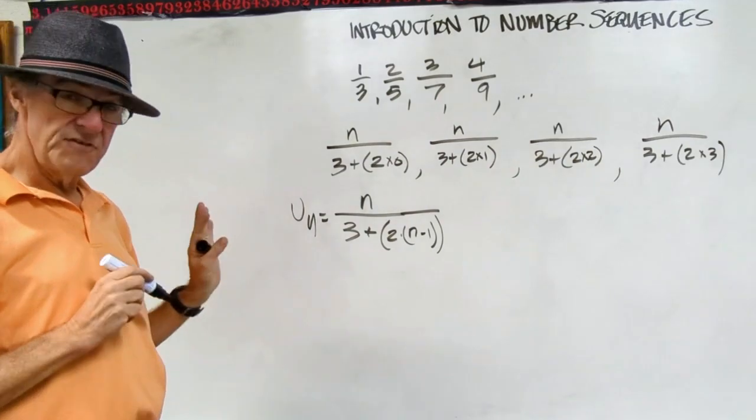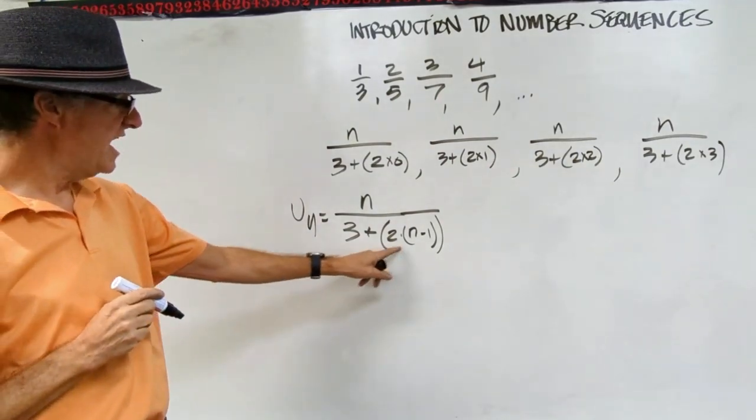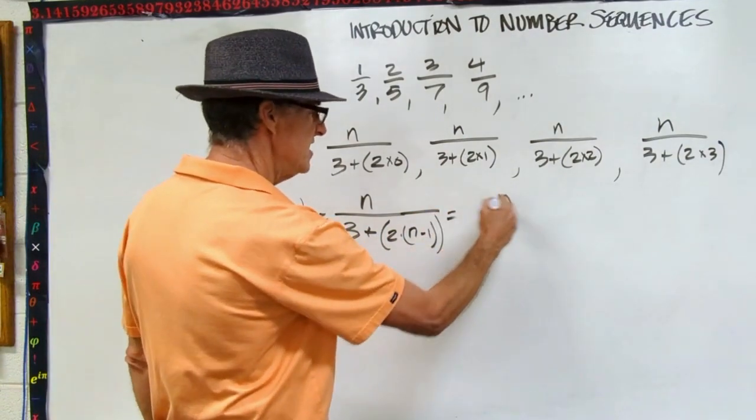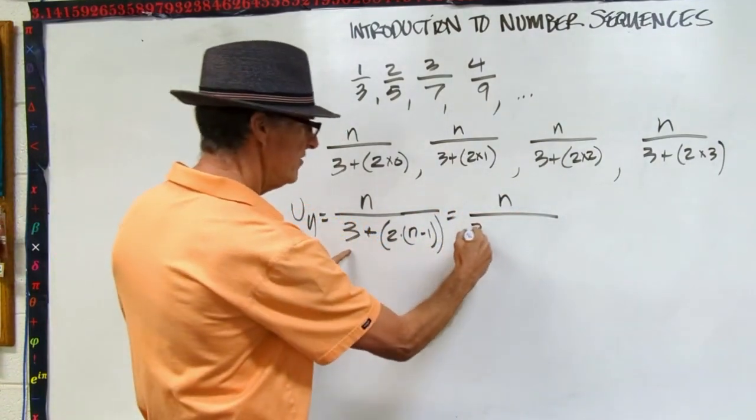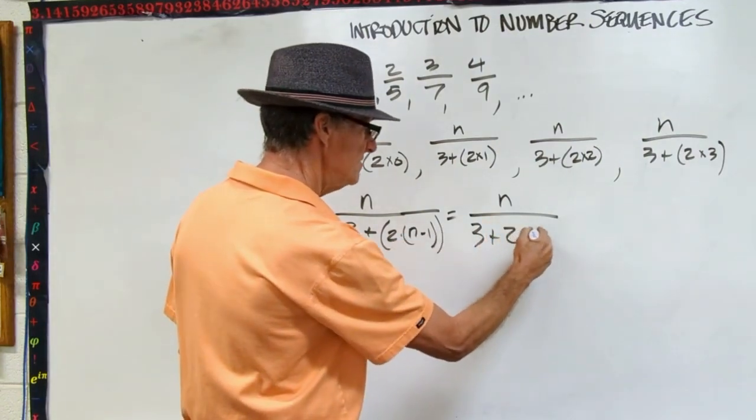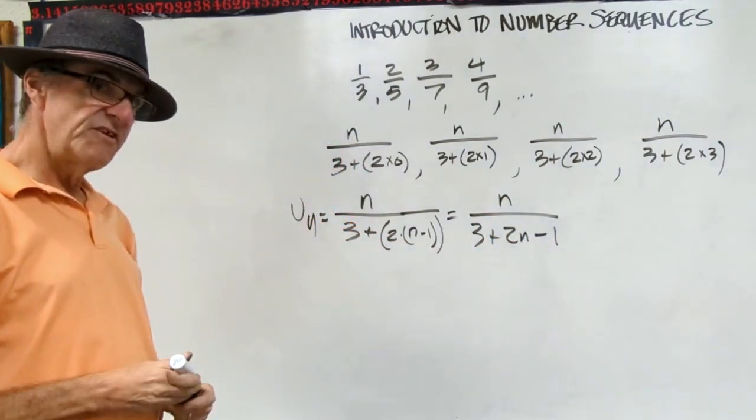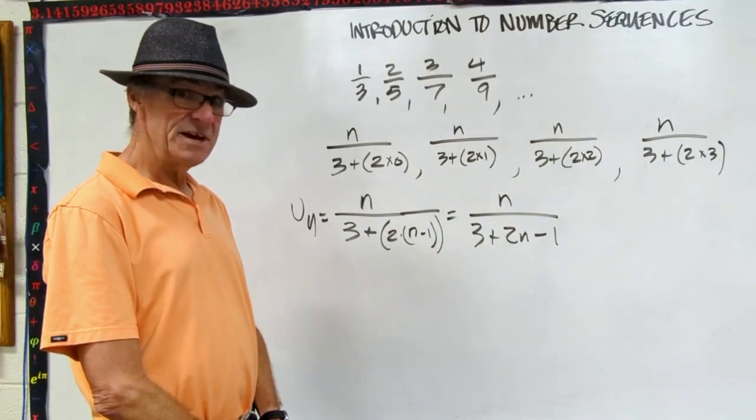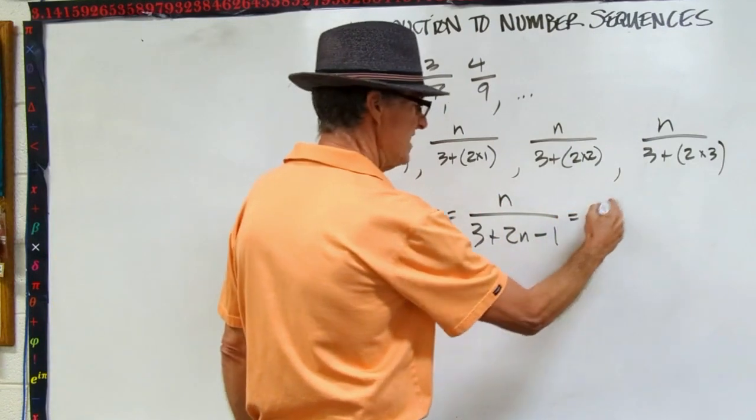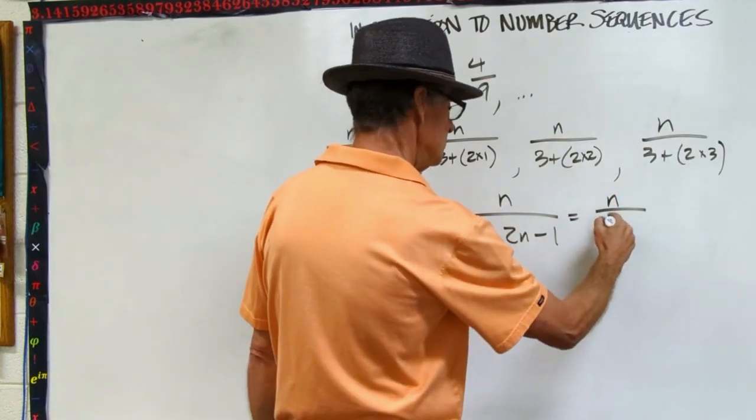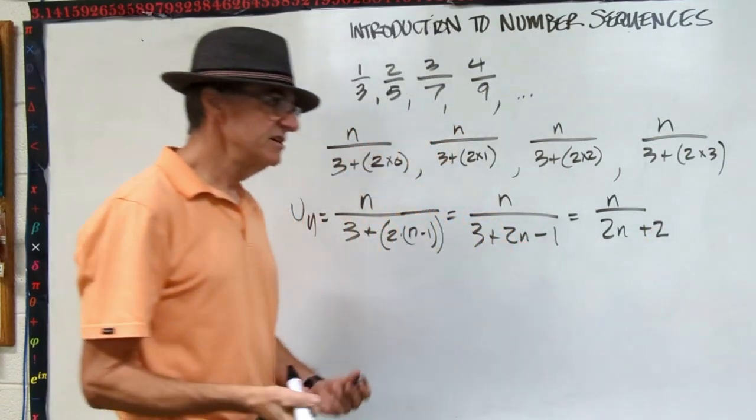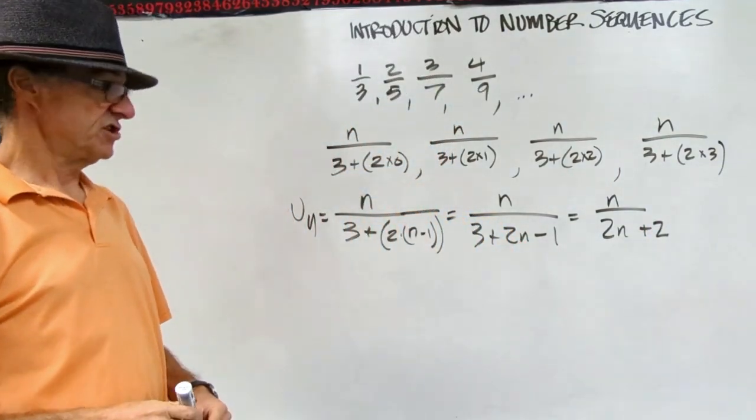Now, to get full points, you're going to need to simplify this because I have a bunch of stuff going on here that I can do that with. So let's get an n on top. I'm going to do 3 plus 2n minus 2. Now, can we simplify that anymore? So the last step, super simple. We have a 3 and a minus 1. So let's make that n over 2n plus 2. And there is our formula for the nth term.